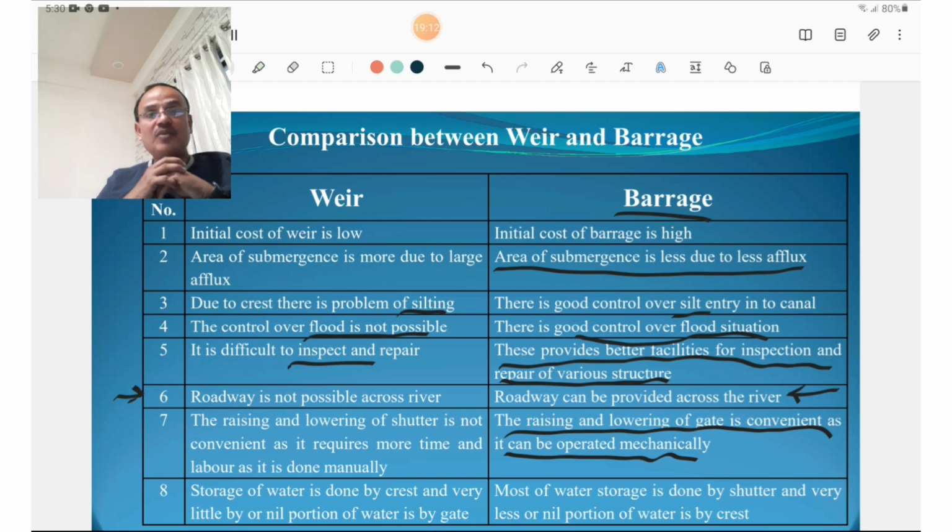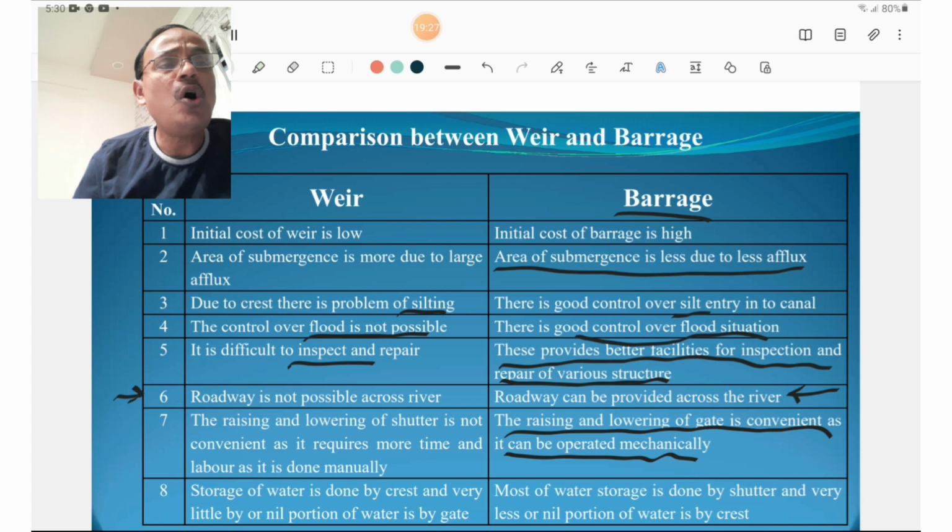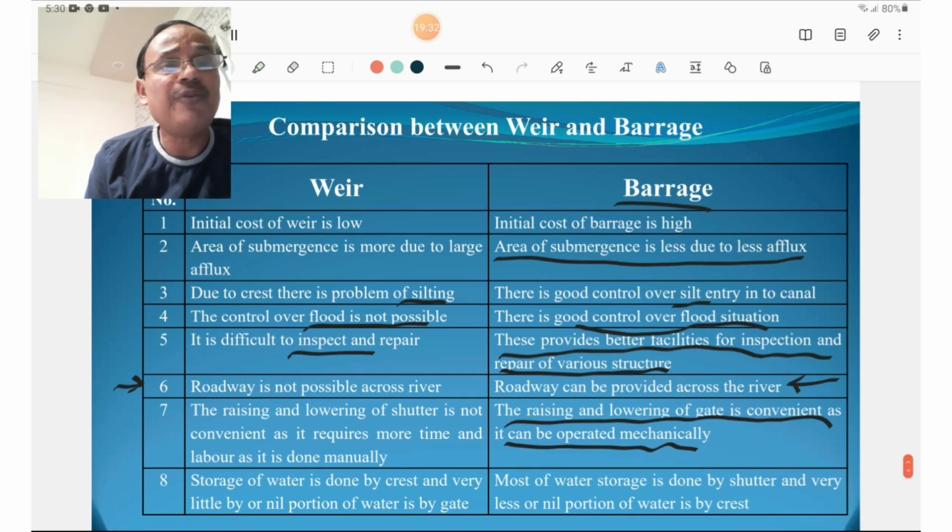By studying this, weirs and barrages are both the same kind of structures. Weirs are economical, barrages are costly. The area of submergence for a weir is more, but the area of submergence for barrages is less. So by studying all these various factors, we can decide to go for weirs or barrages.